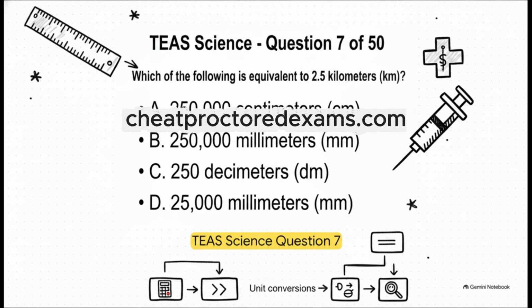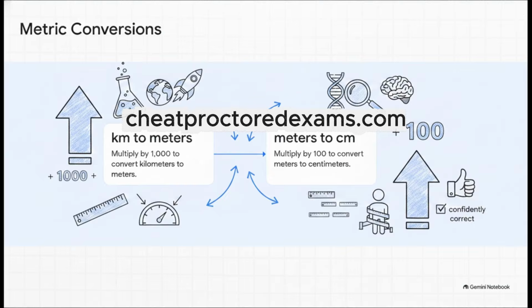It asks, which of the following is equivalent to 2.5 kilometers? Now, doing unit conversions quickly and accurately is a foundational math skill that is absolutely essential for nursing and basically all allied health fields. Rather than just guessing or randomly moving decimal points around, you really should systematically map out the steps. Step 1, convert your kilometers to meters.